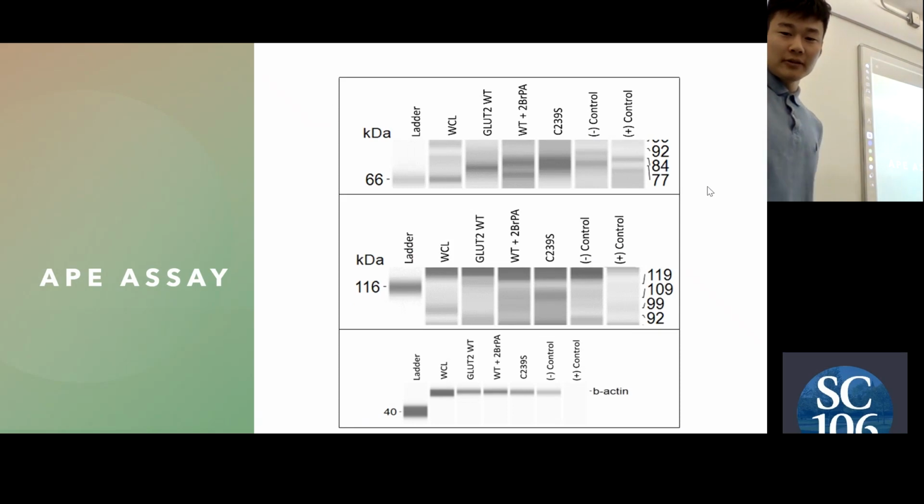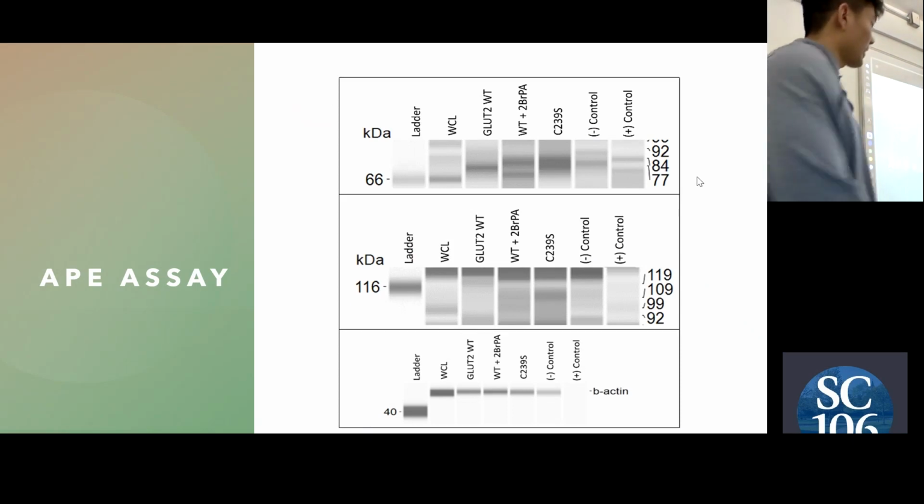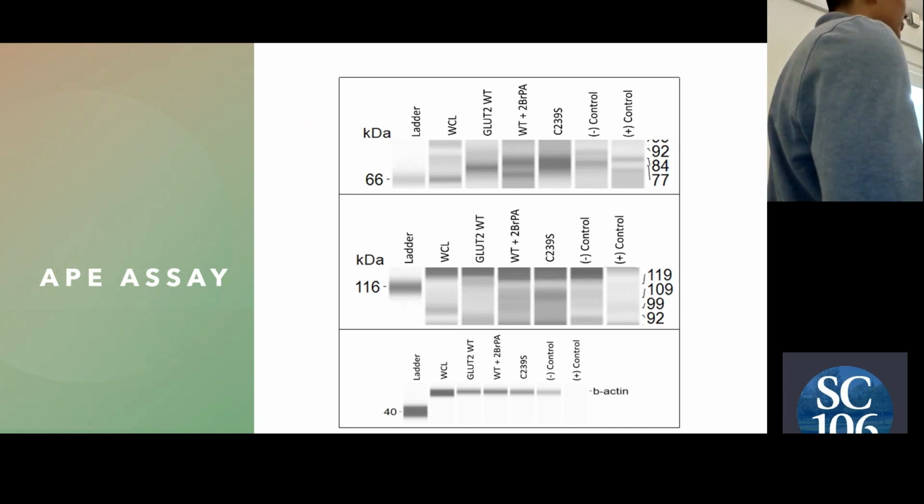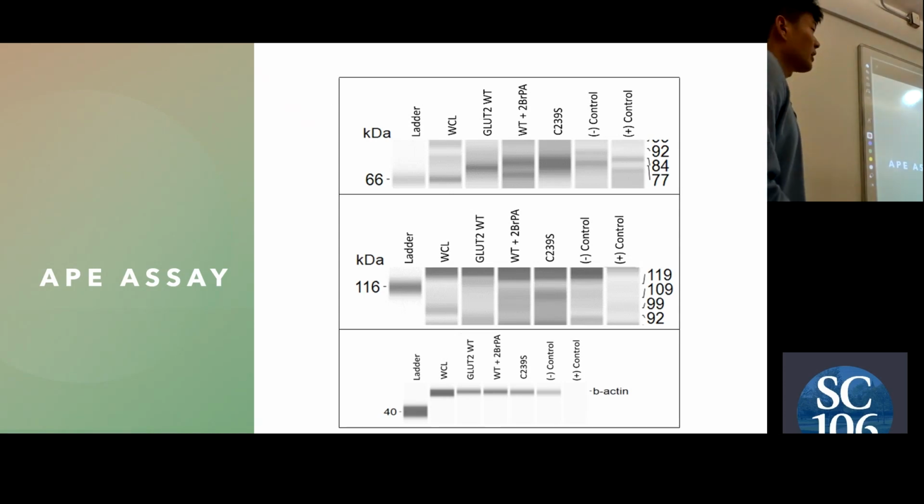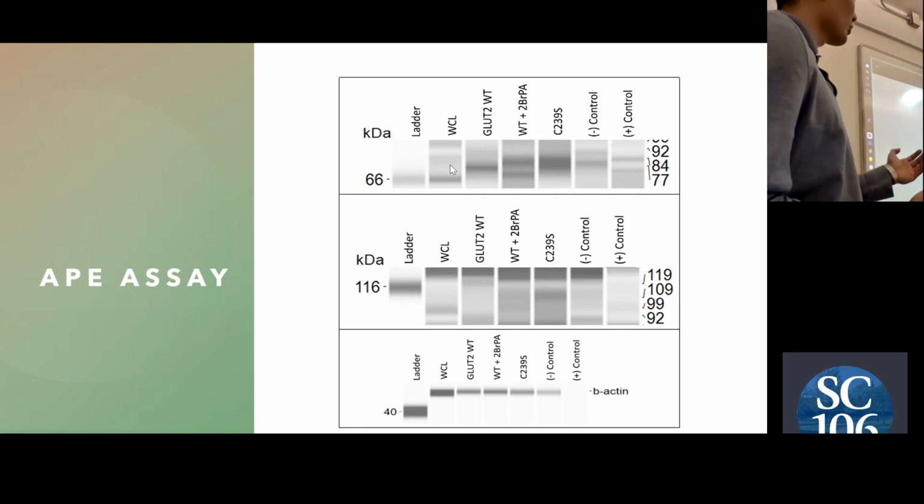So, the acyl-PEG exchange assay, or the APE assay. In the top box here, before I get into this assay, I just want to let you guys know there are two forms of GLUT2 proteins. One is non-glycosylated and one is glycosylated. The glycosylated form is heavier, and the non-glycosylated form is a little bit lighter, but it's the minor form, in which the bands might be showing a little lighter, but essentially we're looking for the same thing.